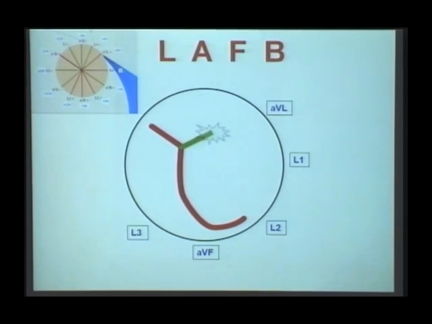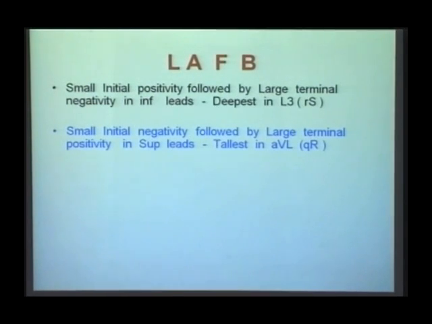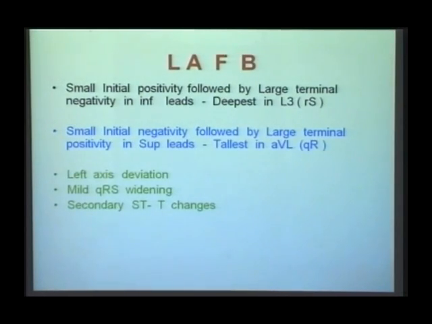Is that clear? I want to do it again. Just look at this. This is what happens normally; now when the left anterior fascicle is blocked, the initial vector is coming down and right, and the terminal unopposed big vector is going up and left. So this produces an initial small positivity, and a terminal negativity in the inferior leads. That's what left anterior fascicular block is. Initial small positivity, large terminal negativity, and aVL will show an initial small negativity and a tall positivity, left axis deviation, and minimal QRS widening. Because there is some amount of QRS widening, there is some amount of depolarization delay. Whenever there is a depolarization delay, you will have secondary ST-T changes.